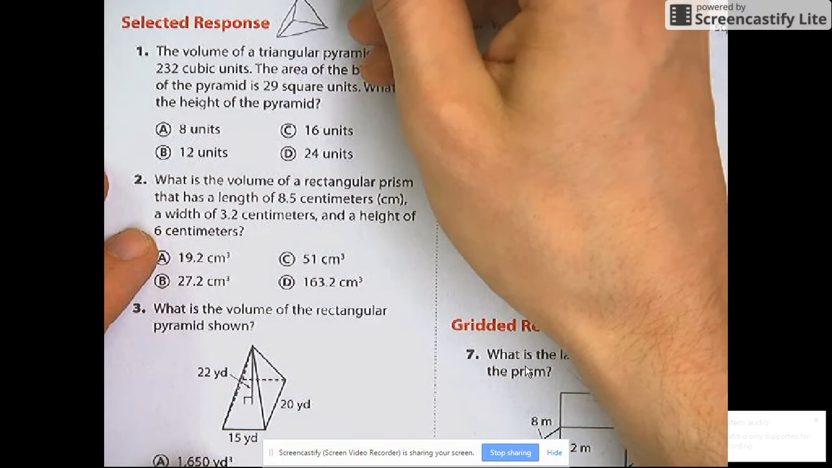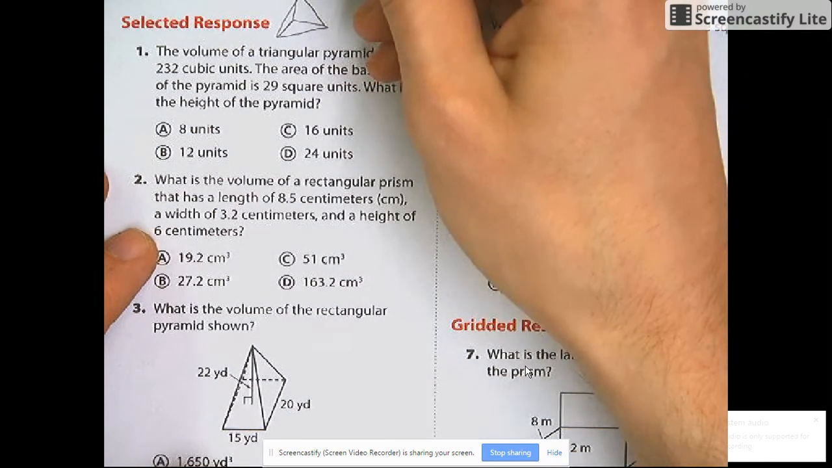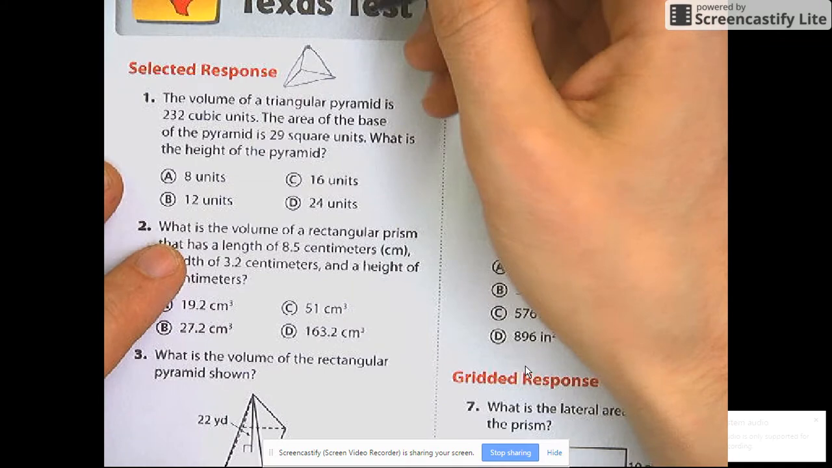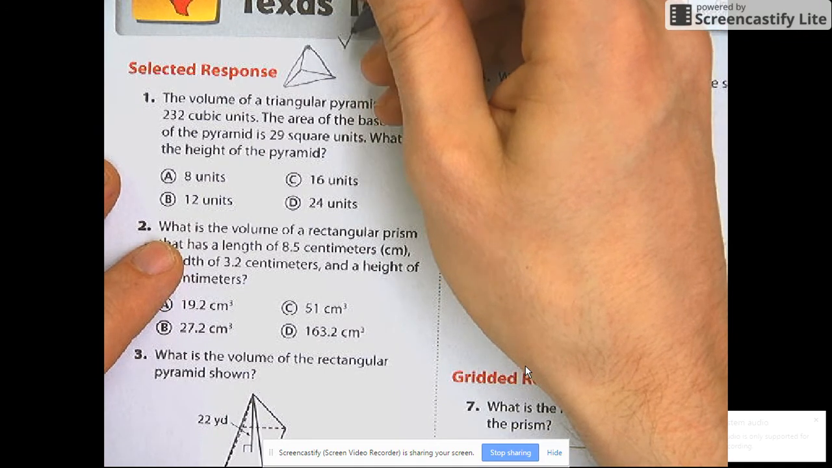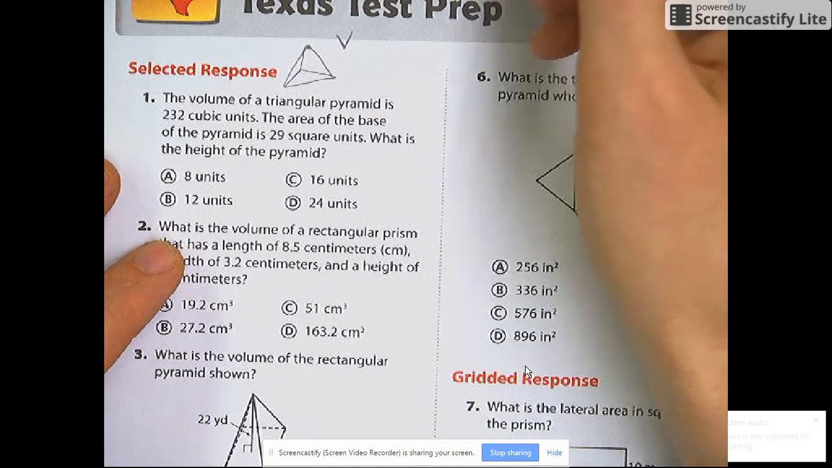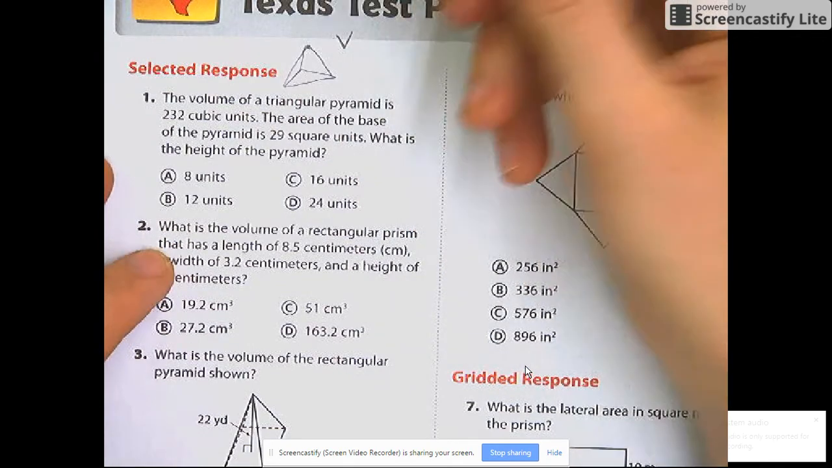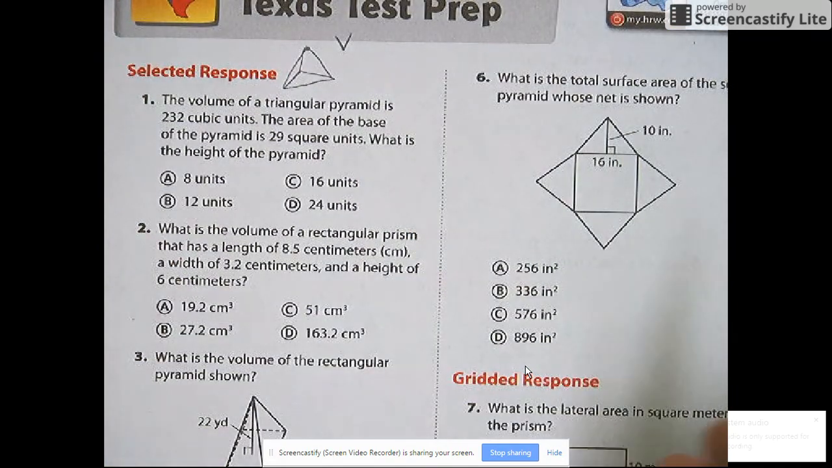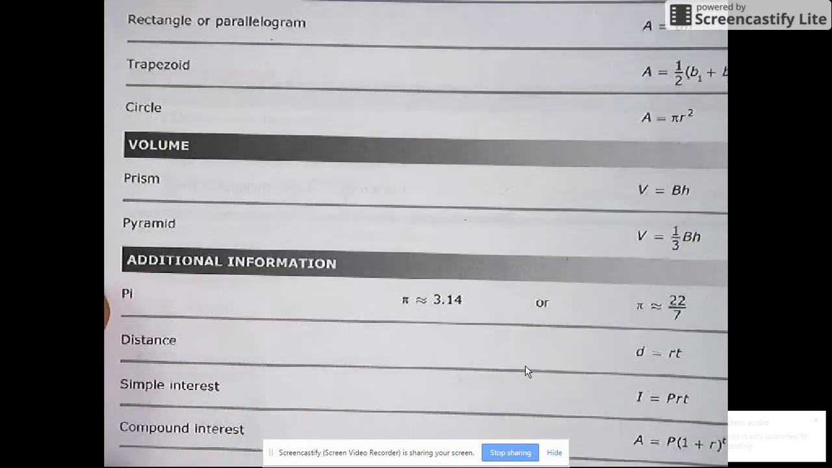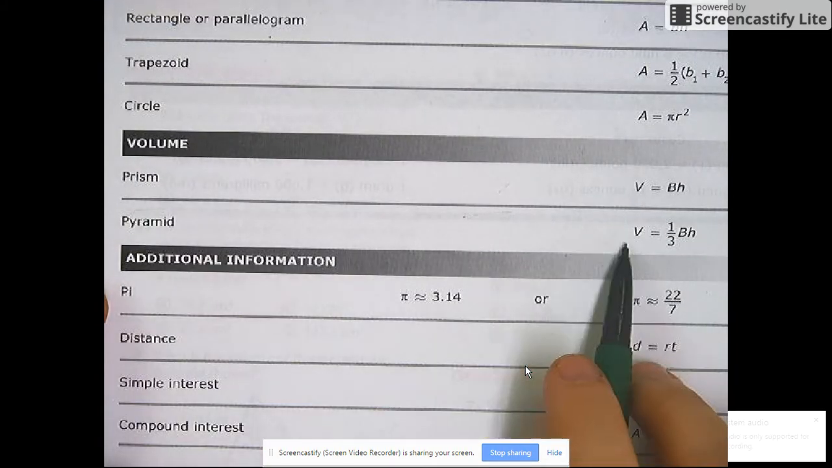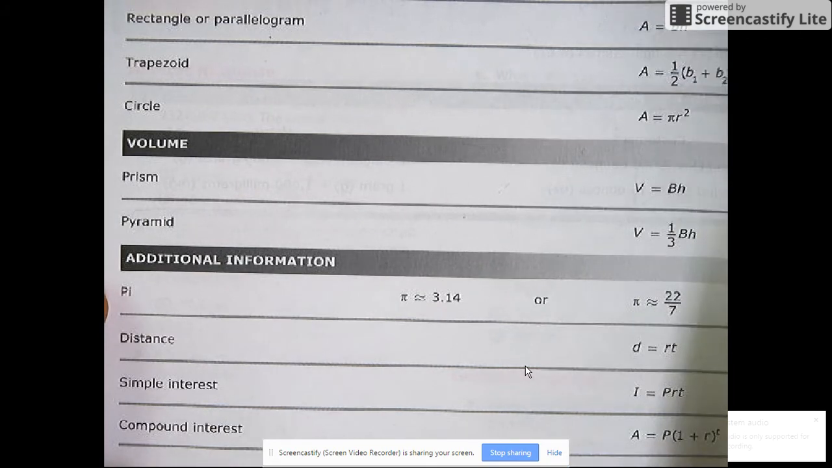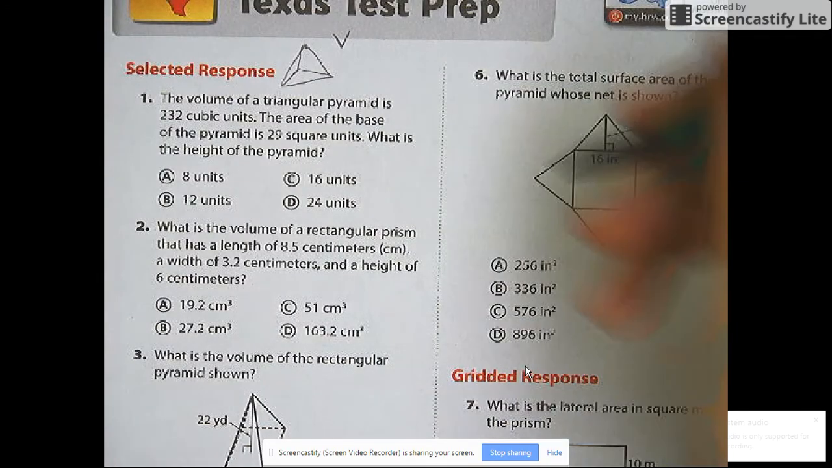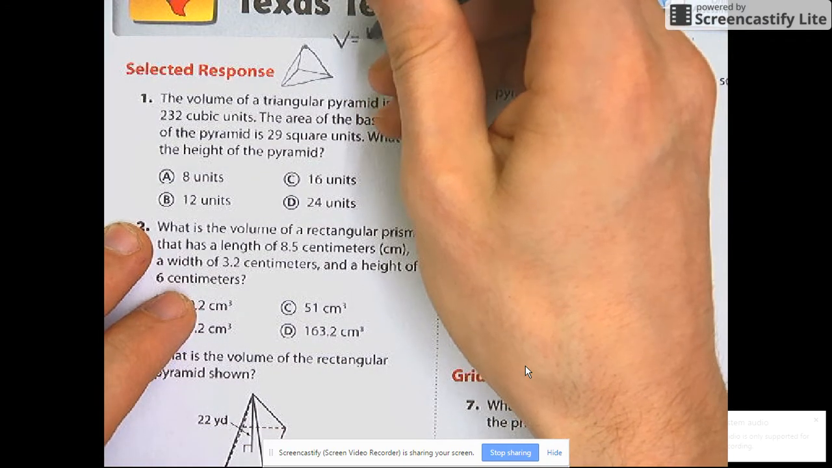The volume is, so a second strategy, I'm going to move this down so we can see it. I'm going to write down my formula. I know I'm dealing with volume. So let's take a look at what my formula is. The volume of a triangular pyramid is 1/3 base times height. 1/3 the area of the base times height. So I'm going to write that right here.